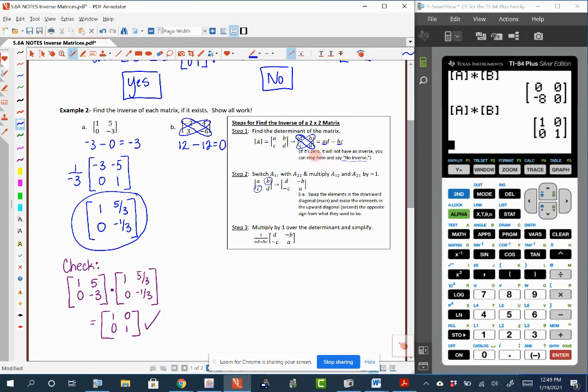And as it says right here, if it's 0, it will not have an inverse. And this is where we're going to stop, and we're just going to say that there is no inverse. No inverse exists. So not every matrix is going to have an inverse. So that determinant really is what we're going to be watching for to decide if we have one. Let's go ahead and turn it to the back side.